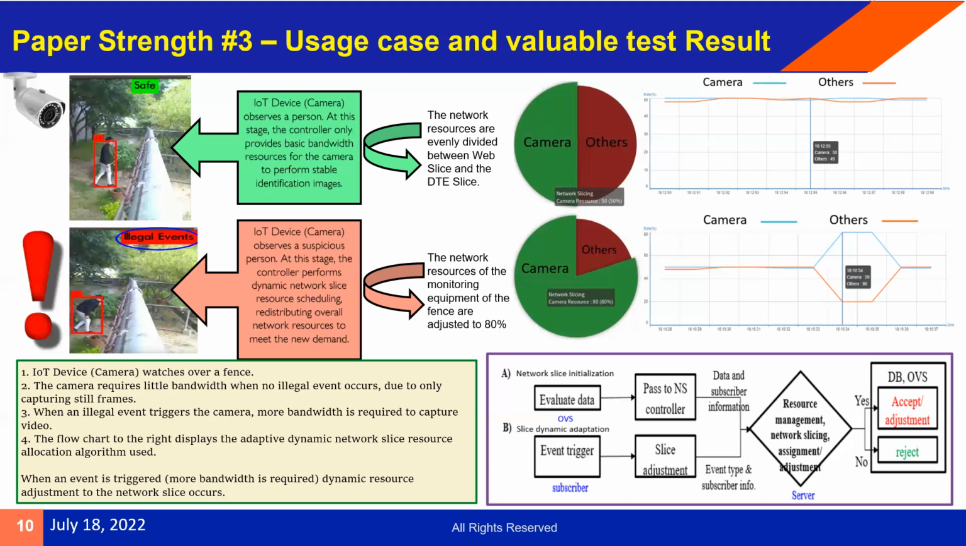On the very bottom right, again, it shows the algorithm that they use, which is a flow chart. Just to recap, in the network slice initialization, the data is being evaluated and passed to the controller. If there is a resource management requirement to up the bandwidth for the network slicing, then it is done. Otherwise, the network slicing stays the same.